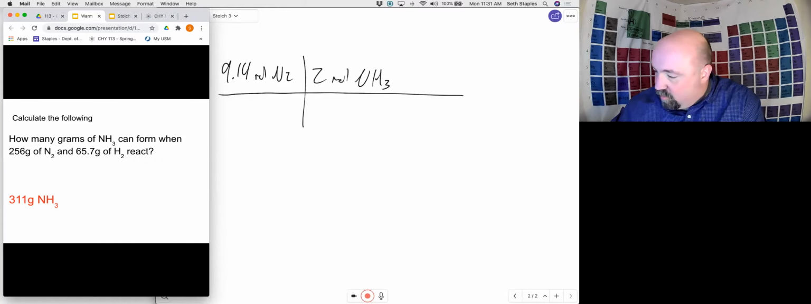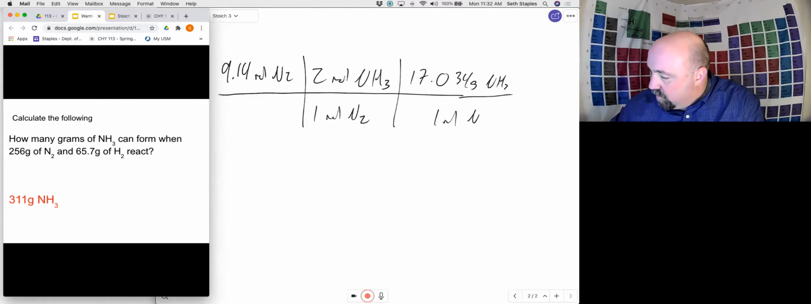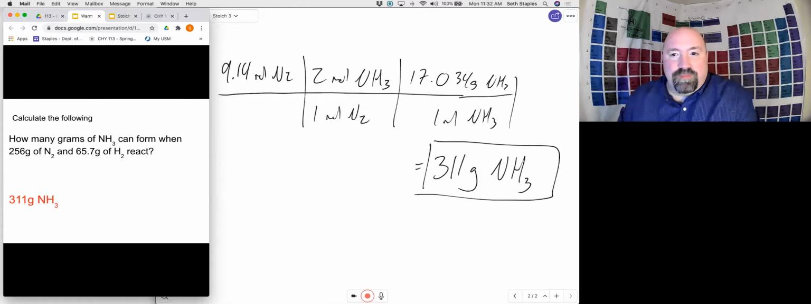We form 2 moles of NH3 per every 1 mole of N2. And then finally, we use our molar mass of NH3, 17.304 grams of NH3 per 1 mole of NH3, to give us a final number adjusted for significant figures of 311 grams of NH3. And that's our final answer.